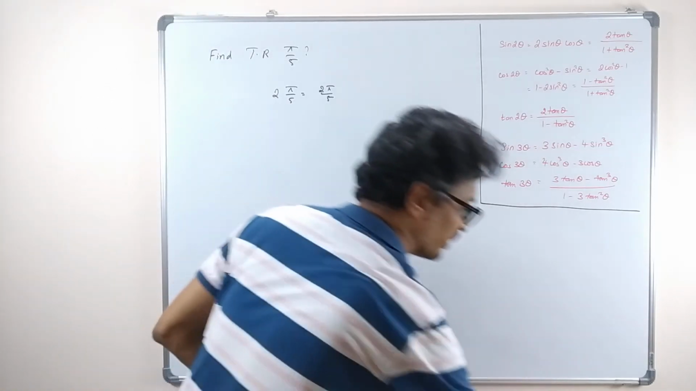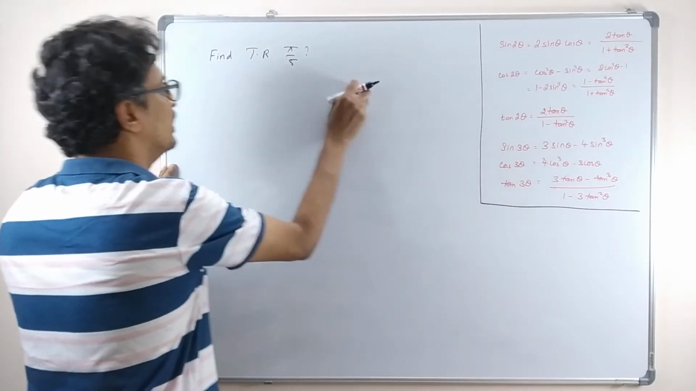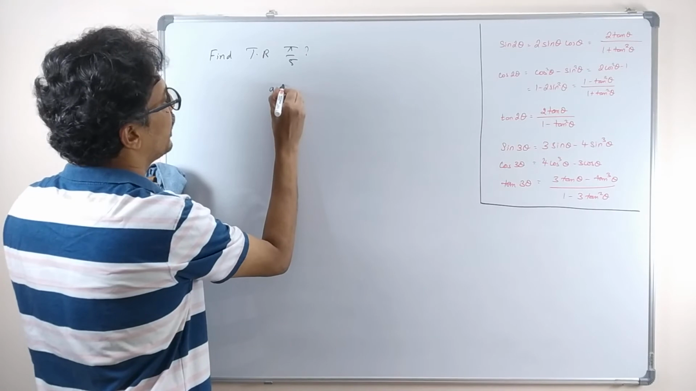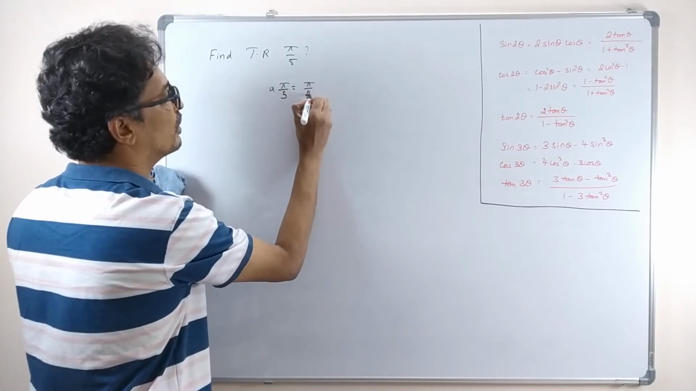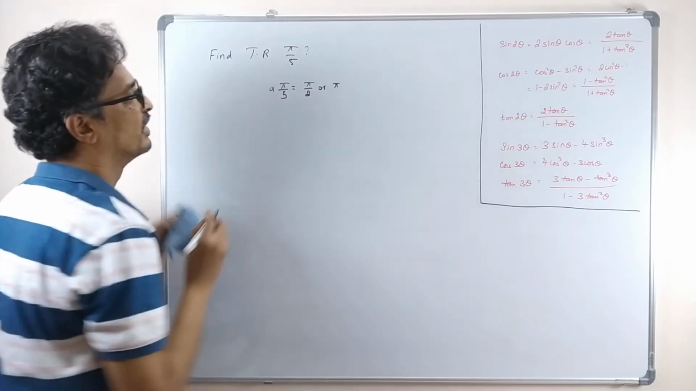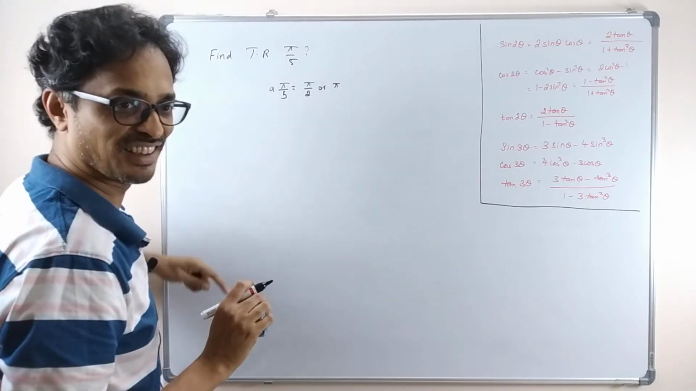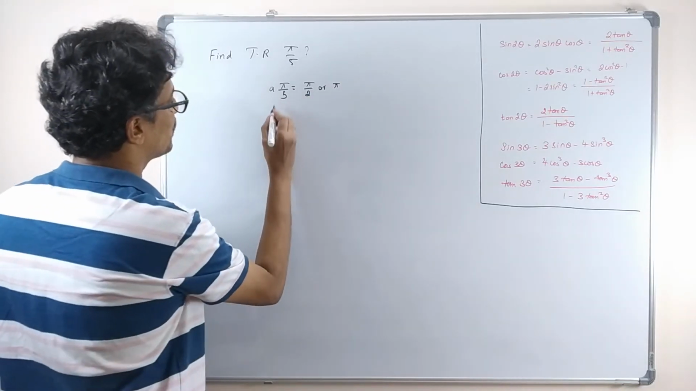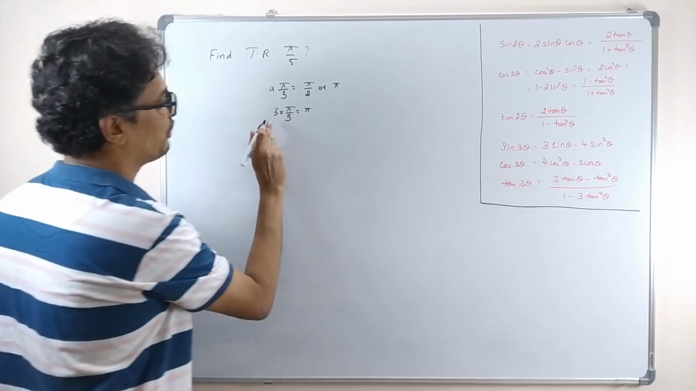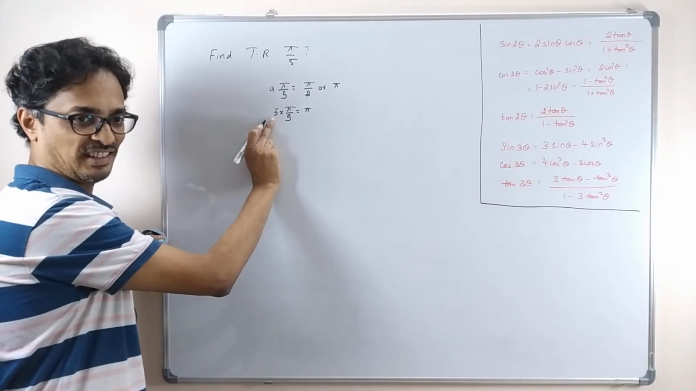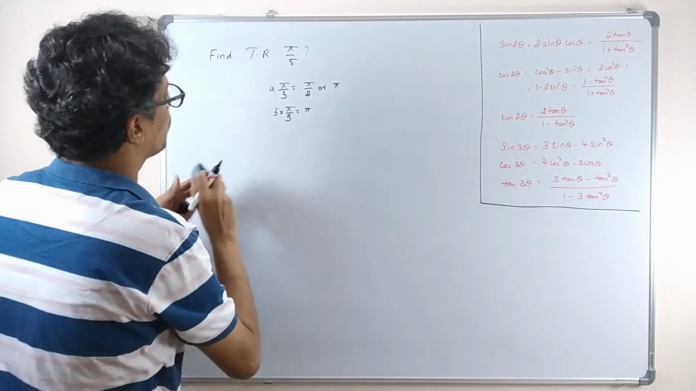So all you have to do is go by the method. You have to multiply pi by 5 with some number so that it gives either pi by 2 or pi. I can simply say if I multiply by 5, it gives pi. So 5 into pi by 5 equals pi, and 5 I can always write as 2 plus 3. Again use the formula.